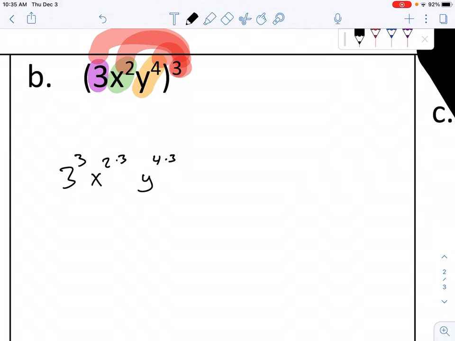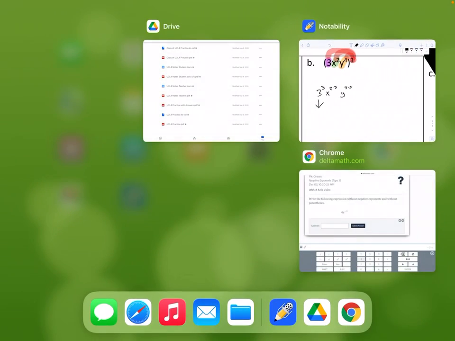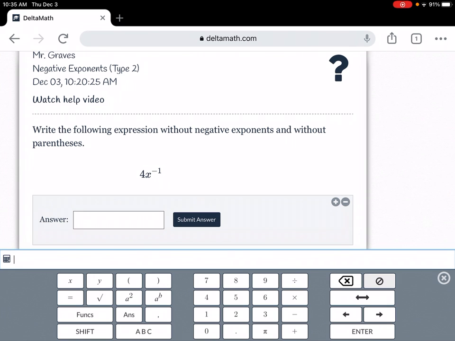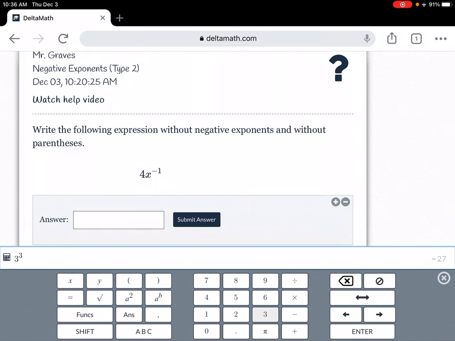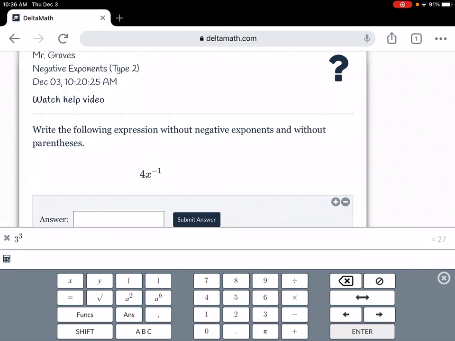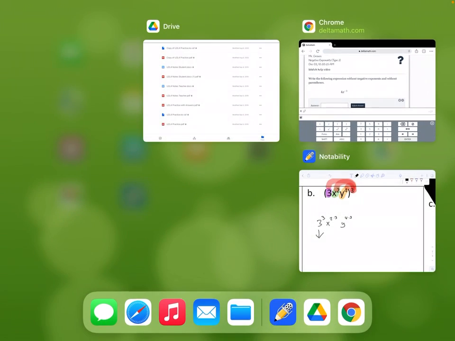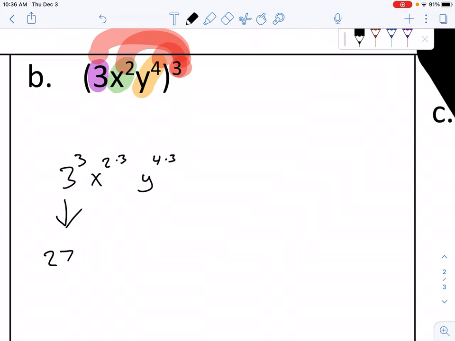Okay, so 3 to the third power, I'm going to go back over to my calculator just to show you. I'll clear it, and I'm going to say 3, a to the b, 3. 3 to the third power, and that's telling me it's 27. You can hit enter if you want and get your answer there. 3 to the third power is 27. And then I'm doing x to the 2 times 3, so 2 times 3 makes 6. Y to the 4 times 3, which is 12.